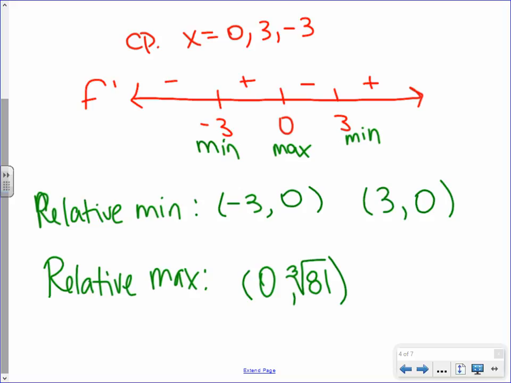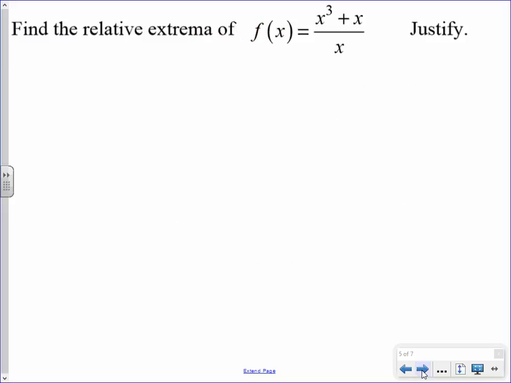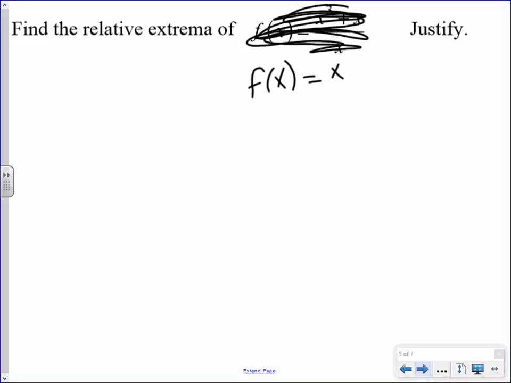Okay, let's do a problem on our own. So we come back to our notes. I'm actually, I know, it didn't get saved. I'm really sorry. That's really what I want.